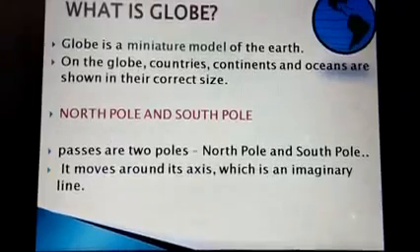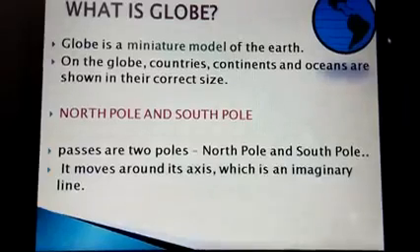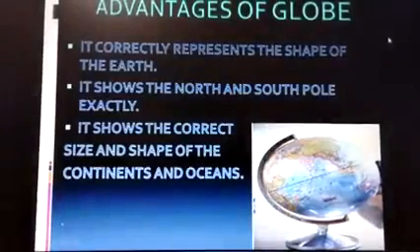There is a question: what do you mean by North Pole? What do you mean by South Pole? The area on the extreme north side of the earth is known as North Pole. The area on the extreme southern side of the earth is known as South Pole. You know that the earth rotates on its imaginary axis. Similarly, the globe also moves on its imaginary line, that is known as axis.